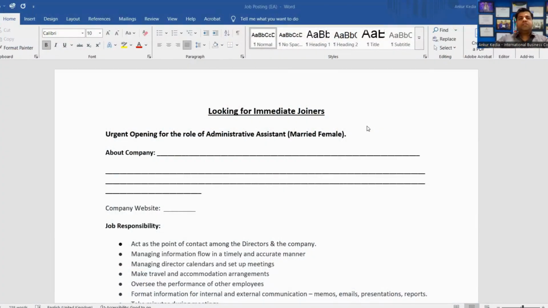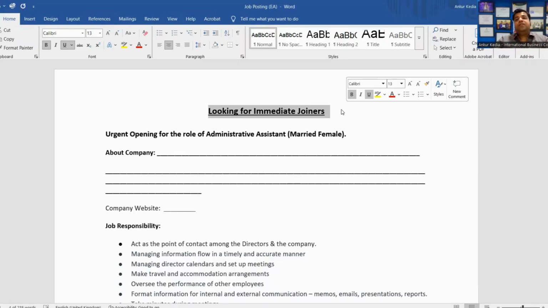Hi, so this is how the JD for job posting is made. The document should have a heading called looking for immediate joiners. This is a very important line, because if people read that, they know you are looking for people who are joining immediately. So there is a kind of filtration that happens, and people who are just exploring get filtered out.